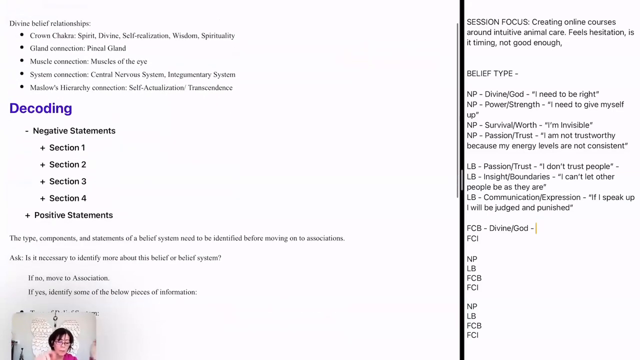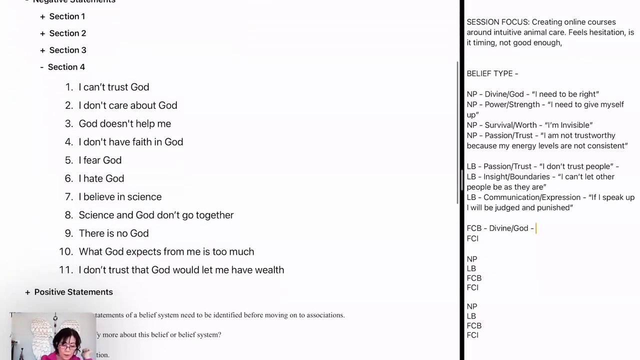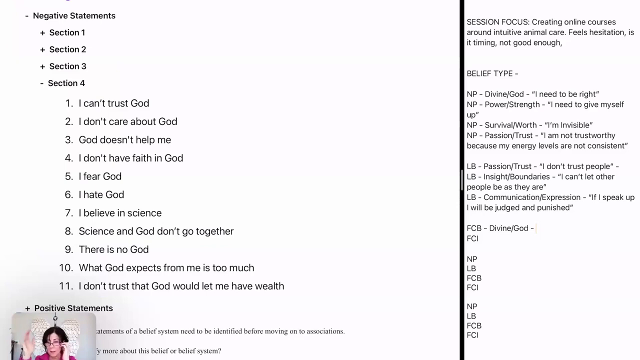Okay, negative statements. We look into section 1, 2, 3. No, we're in 4. Okay, so there's 11 here. I'm just going to go down the list on this one. Is it 1, 2, 3, 4, 5, 6, 7, 8, 9, 10, 11? We've got number 11. I don't trust that God would let me have wealth. Wow, that's interesting. Why not, God?